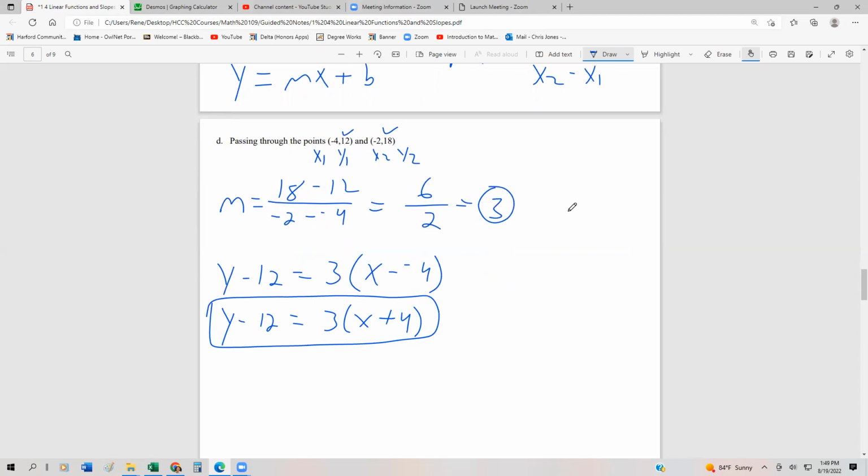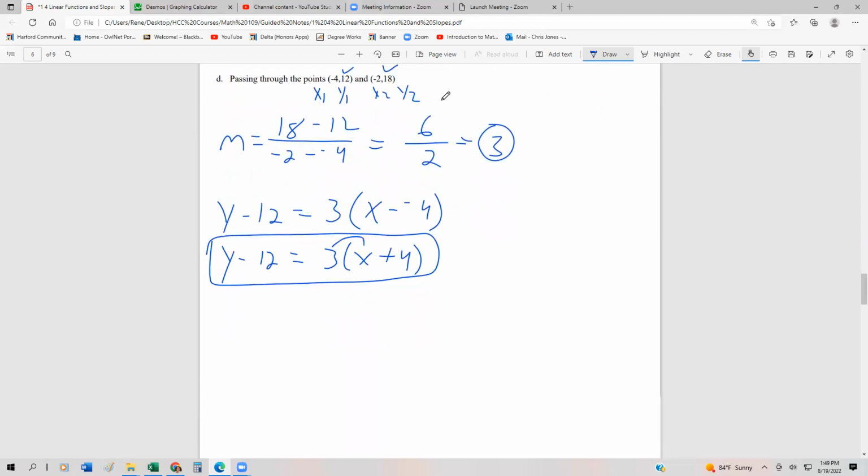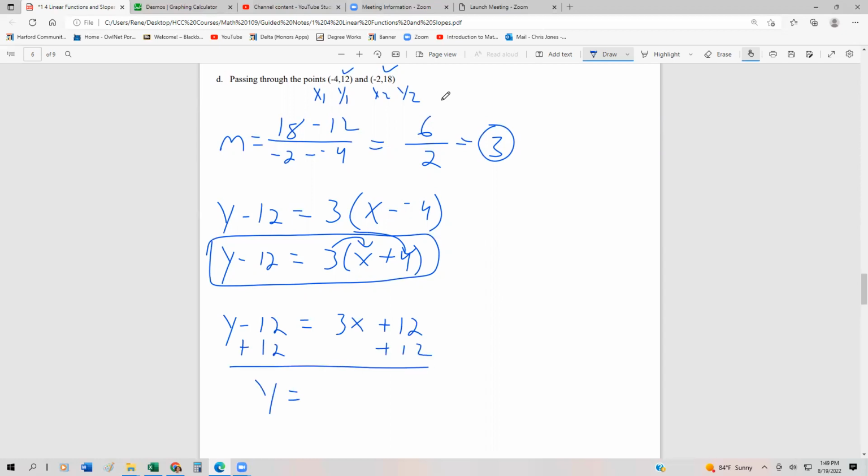And then finally, the last thing we're going to do is put it into y equals mx plus b. And to do that, we're going to distribute. If we distribute, we get y minus 12 is equal to 3x plus 12. And then finally, we're going to add 12 to both sides. And that's going to be y equals 3x plus 24.